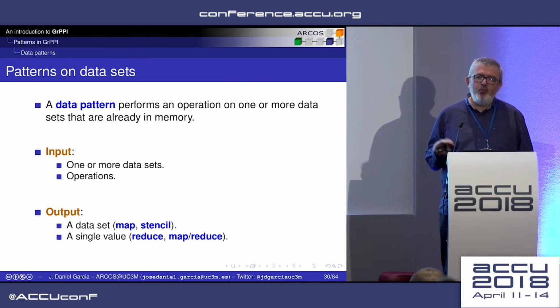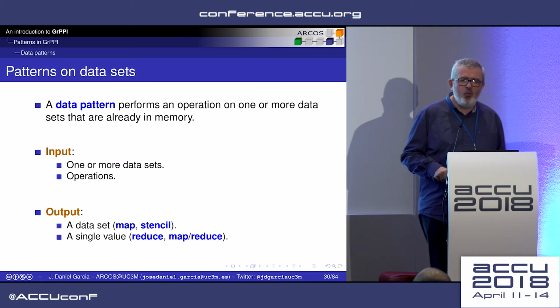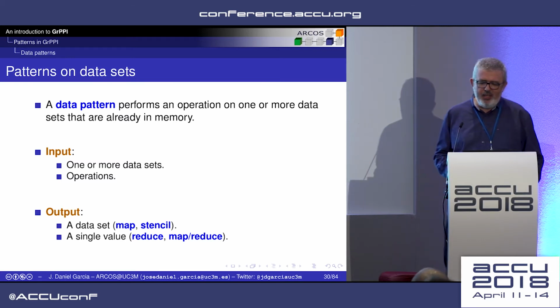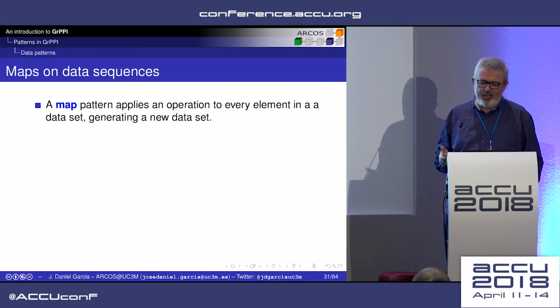And the output will be different. For example, for map and stencil, the output is a new data set, while for reduce and map reduce it is just a single value. So the first one is the map, which is essentially what in the STL is the transform, which applies an operation to every element in a data set.